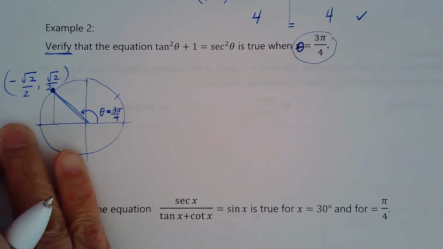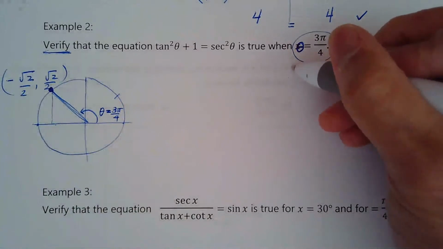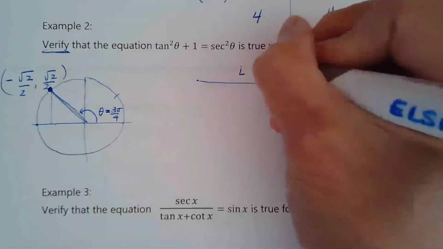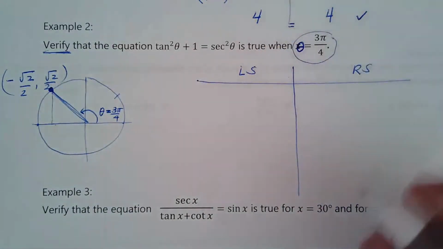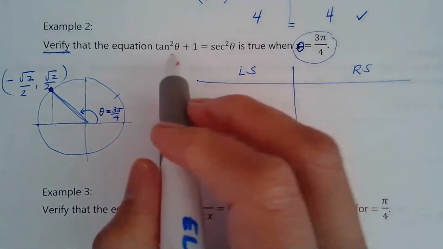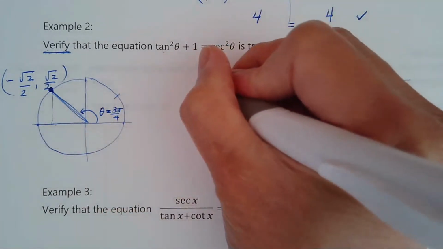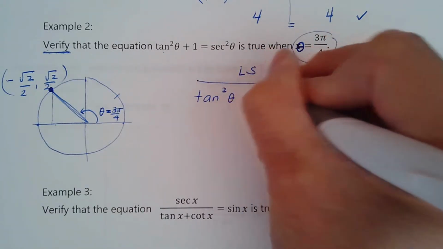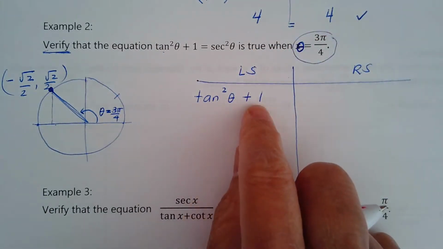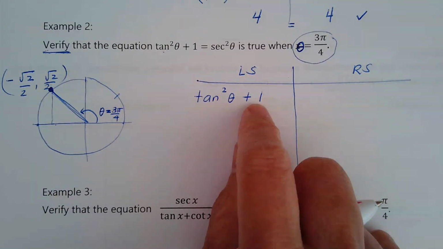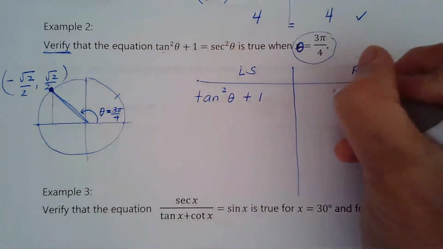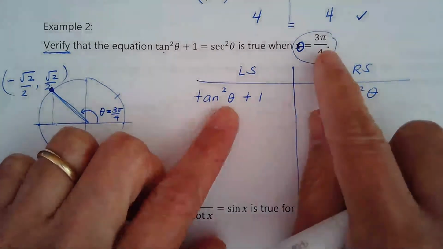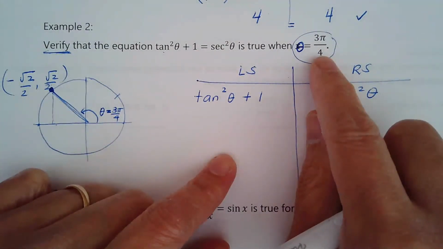Okay, so what does that mean? Let's verify the left side and the right side. What does the left side look like? Left side looks like this: tan squared theta plus 1. So that's my left side. And I'm going to try to verify if it's equal to the secant squared theta, for theta being 3 pi by 4.